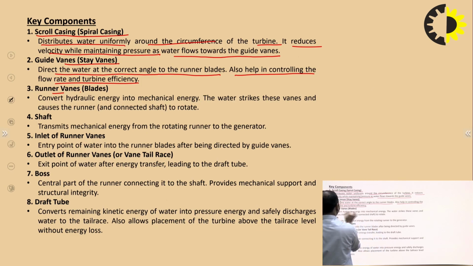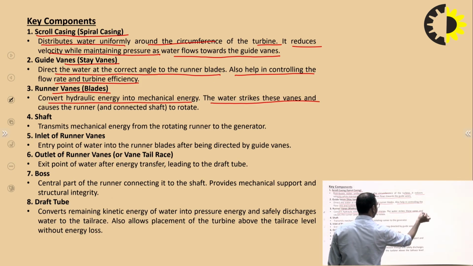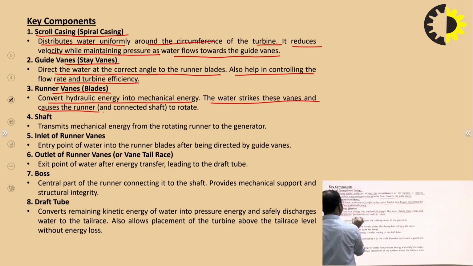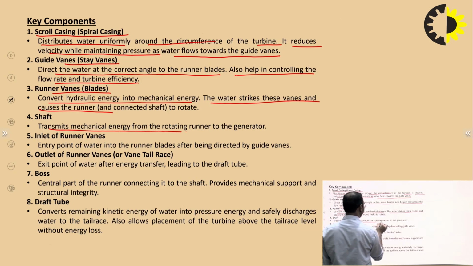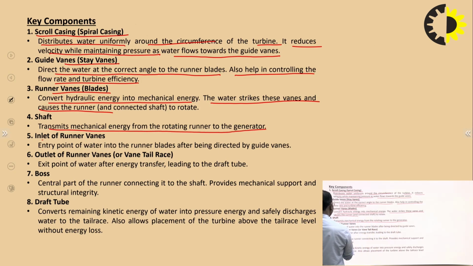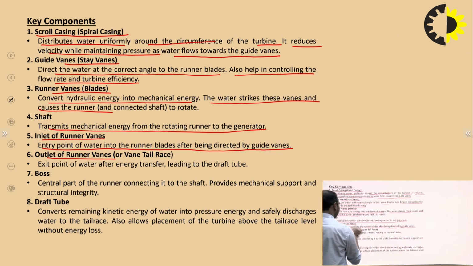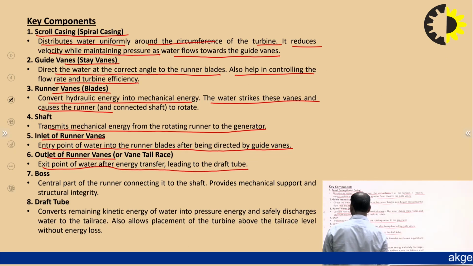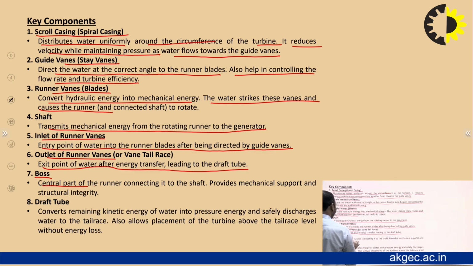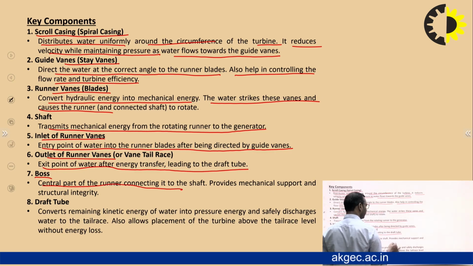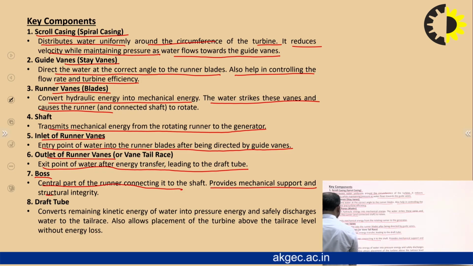Then third one is runner vanes or runner. Convert hydraulic energy into mechanical energy. The water strikes these vanes and causes the runner to rotate. Then fourth one is shaft, transmit mechanical energy from the rotating runner to the generator. Then inlet of the runner vanes, entry point of the water into the runner blades after being directed by guide vane. Then outlet of the runner vanes, exit point of the water after energy transfer leading to the draft tube. Then boss, central part of the runner connecting it to the shaft, provides mechanical support and structural integrity.